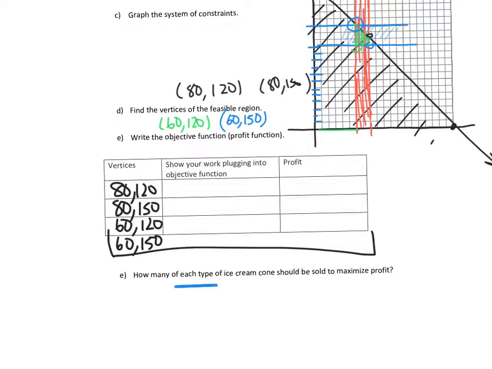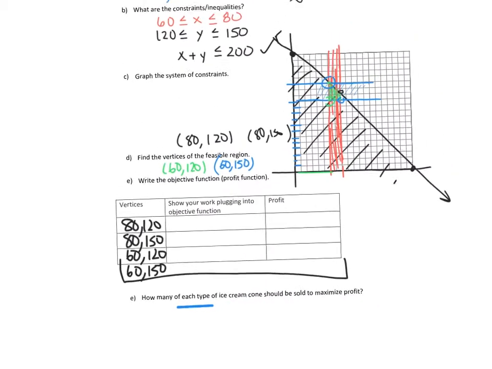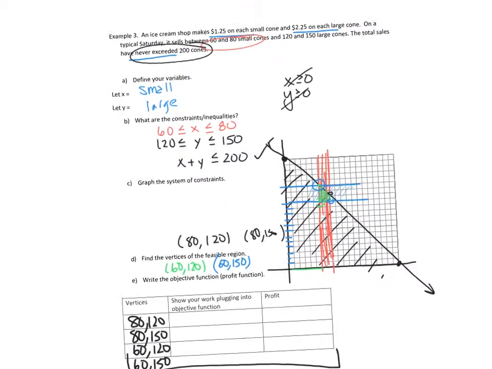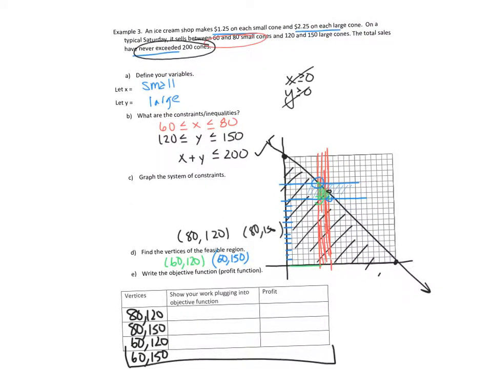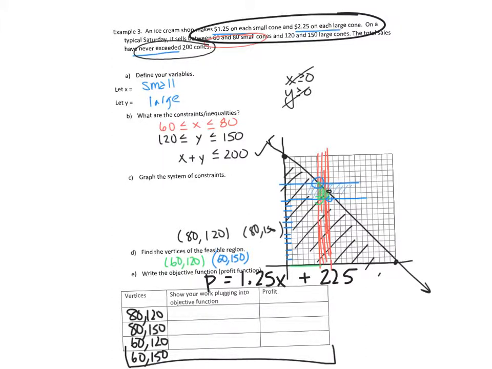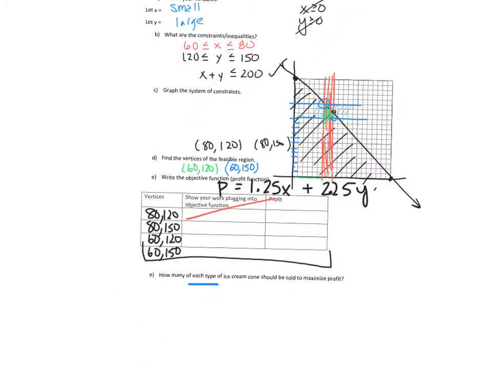So I'm going to pause it, and I'm going to plug it into my objective function. So actually I've got to write the objective function. The objective function has to do with the amount of money that we make. So our profit is going to be $1.25 per small cone plus $2.25 per large cone. So I'm going to plug in X and Y into each one of these and write my profit.